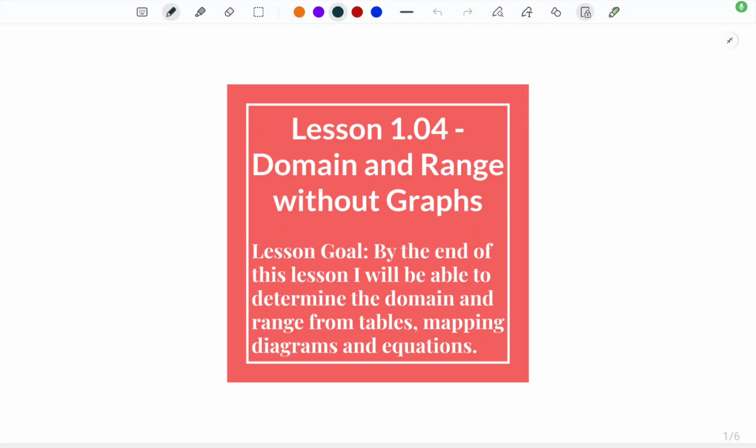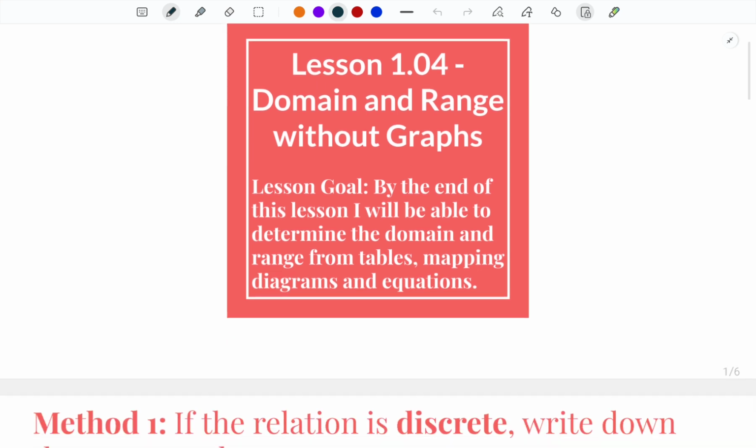This lesson we will be looking at domain and range, but now what happens if you don't have a graph? So you can't maybe visually see what x values there are or what y values there are on the graph, but maybe you're given x and y in some other way, and we're going to see how to figure out the domain and range in those other circumstances.